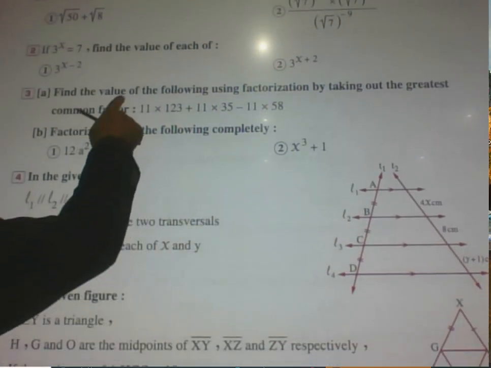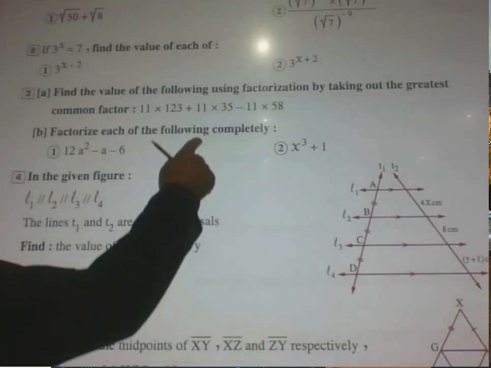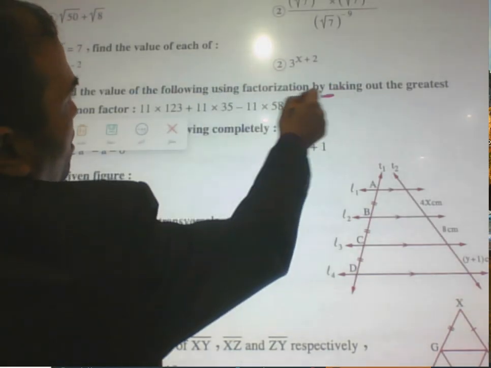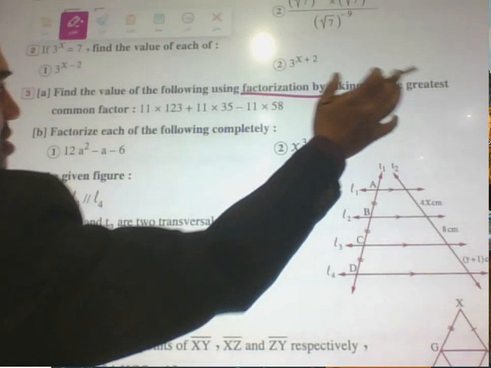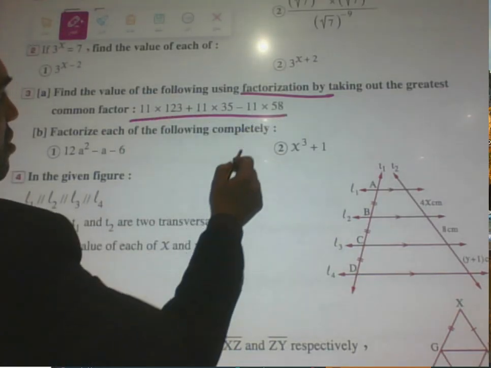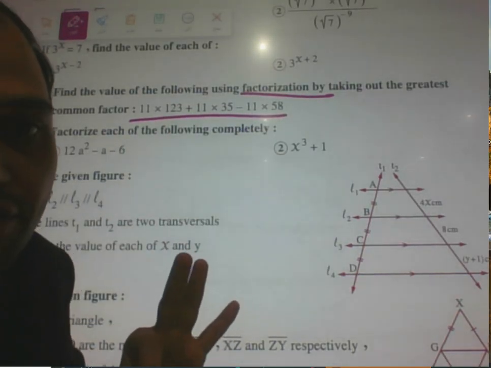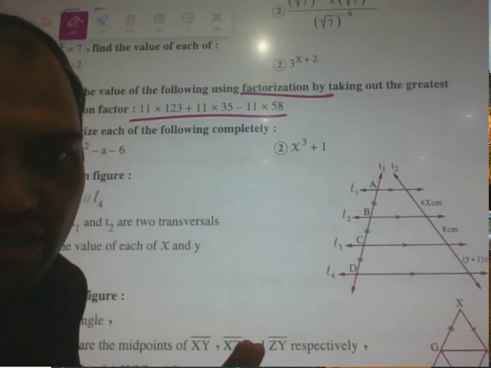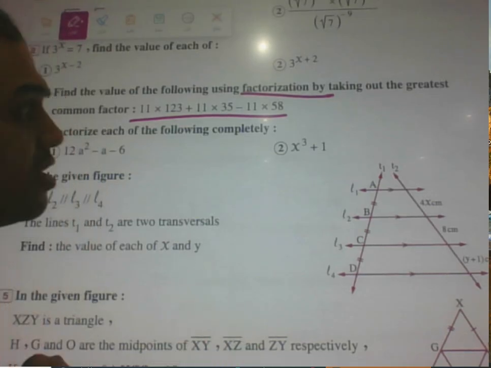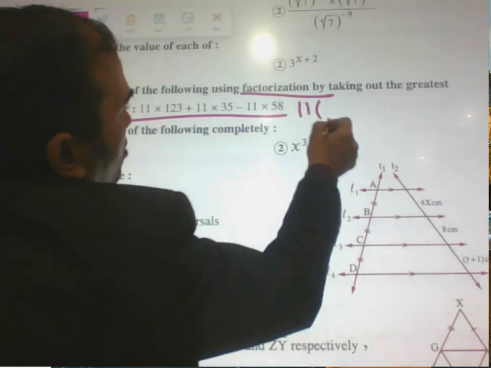Find the value of the following using factorization by taking the common factor. In this expression we have three terms. We can write 11 as a common factor between the three terms because 11 is repeating here. Write 11, and then open brackets.